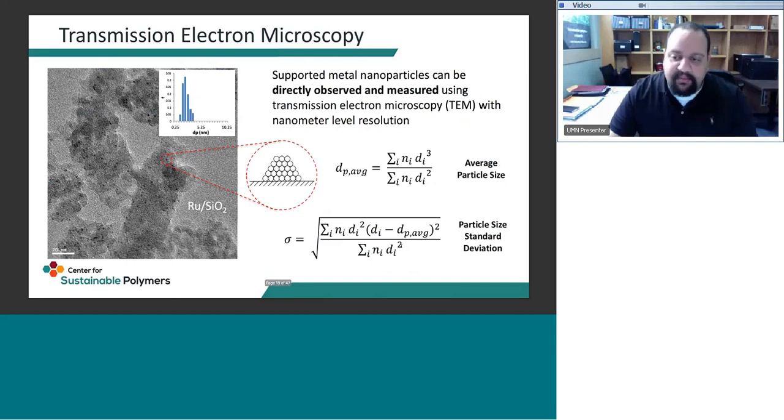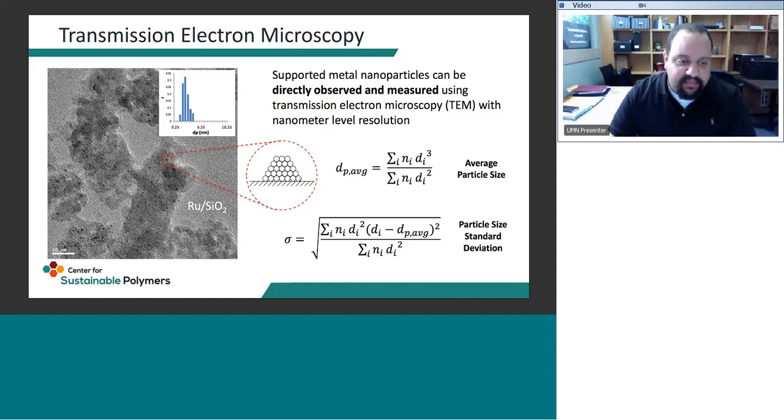A more direct method is to use electron microscopy. If you think of transmission electron microscopy, you can get nanometer scale resolution and take a look directly at these nanoparticles. Here I'm showing you a supported ruthenium nanoparticle on a silica surface. You'll get some normal distribution about an average, as you can see from the histogram in the inset. And what we're looking at directly are, again, these hemispheres of supported metal nanoparticles.